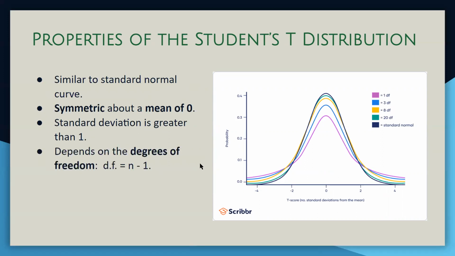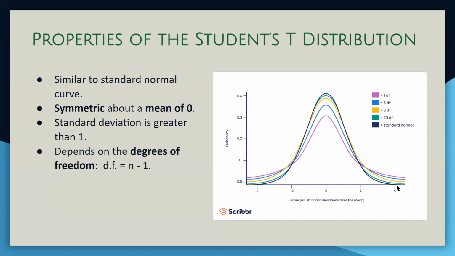It also depends on something called the degrees of freedom. And for single sample experiments, the degrees of freedom is the sample size minus 1. And you can see that we've got a list of degrees of freedom here. The pink is for degrees of freedom of 1, so a sample size of 2. Blue is degrees of freedom 3, so a sample size of 4. Yellow is degrees of freedom 8, so a sample size of 9. And then that green is for sample size of 21.